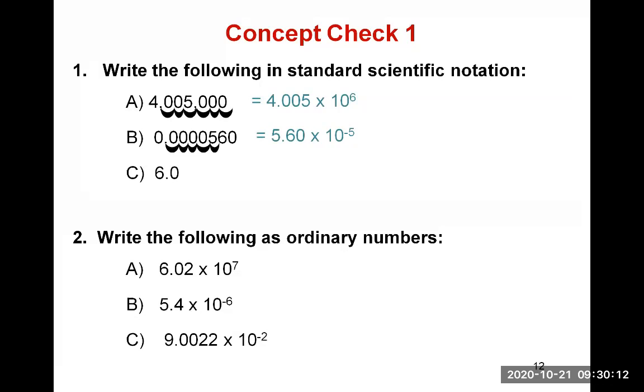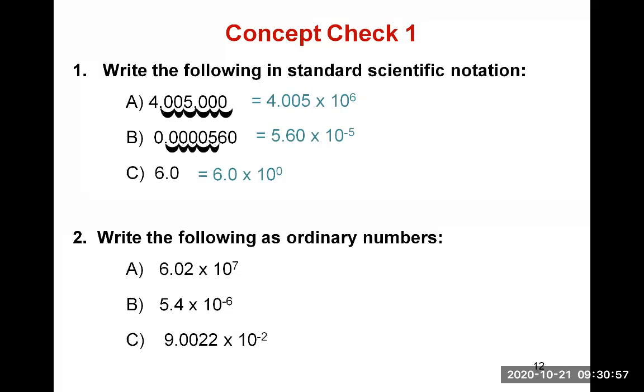Example C, 6.0. Write this in scientific notation. You will tell me, but that's already a number between 1 and 10. And that's correct, which means you will move the decimal point 0 times. So you can still write it in scientific notation by doing 6.0, you keep it the same, times 10 to the 0. The 0 here indicates that you moved the decimal point 0 times. And 10 to the 0, if you do that in your calculator, is equal to 1. 10 to the power 0 is equal to 1. So it's equivalent to doing 6.0 times 1, which is exactly 6.0.